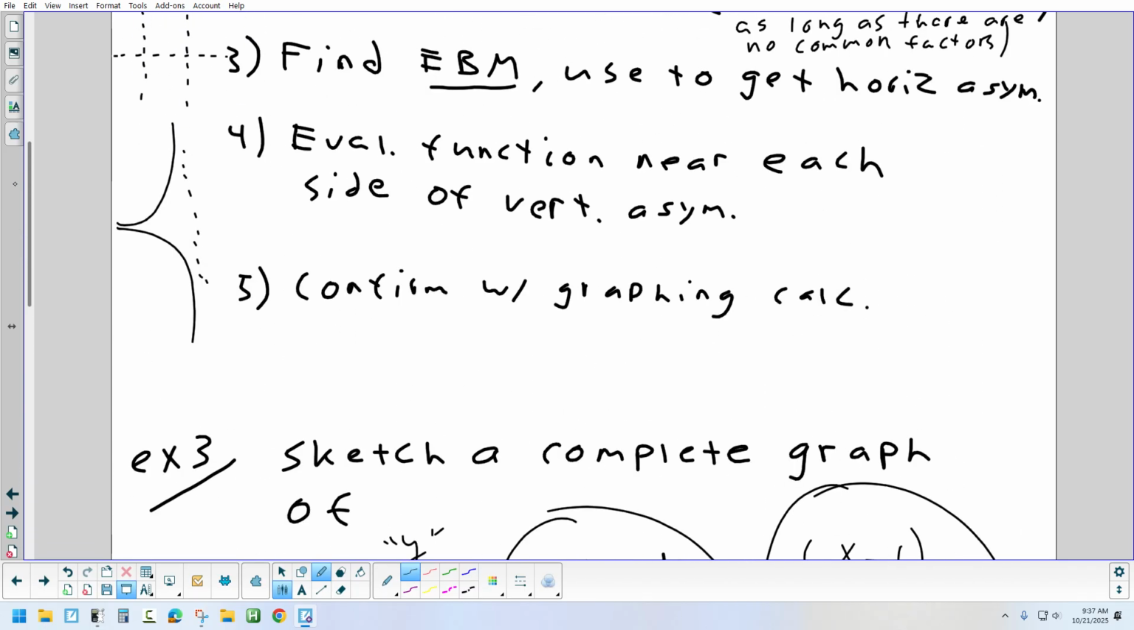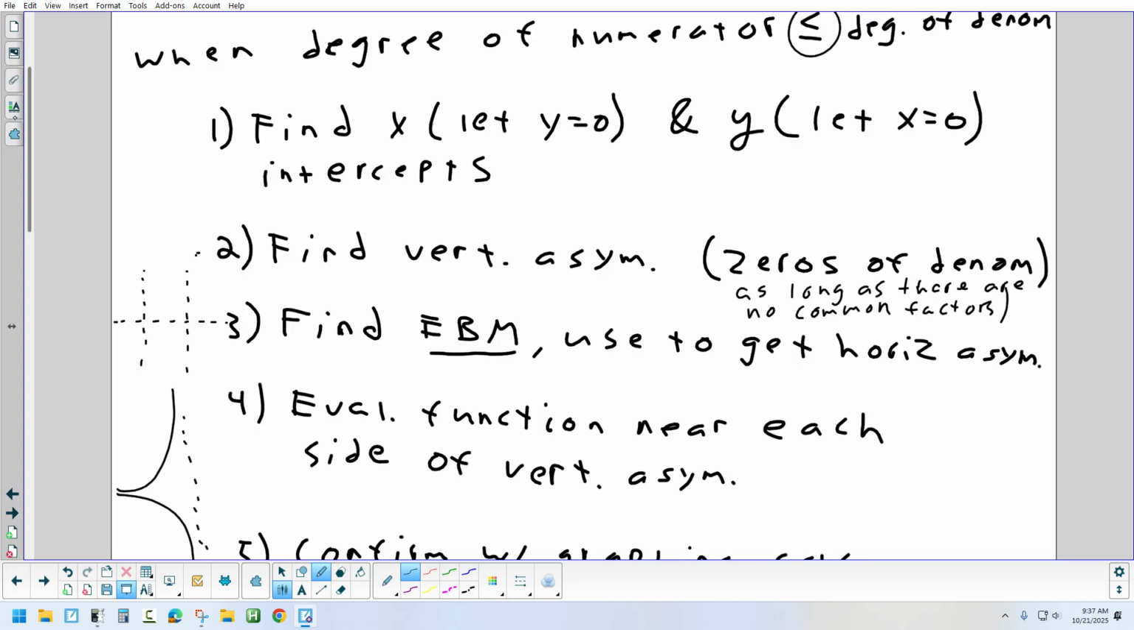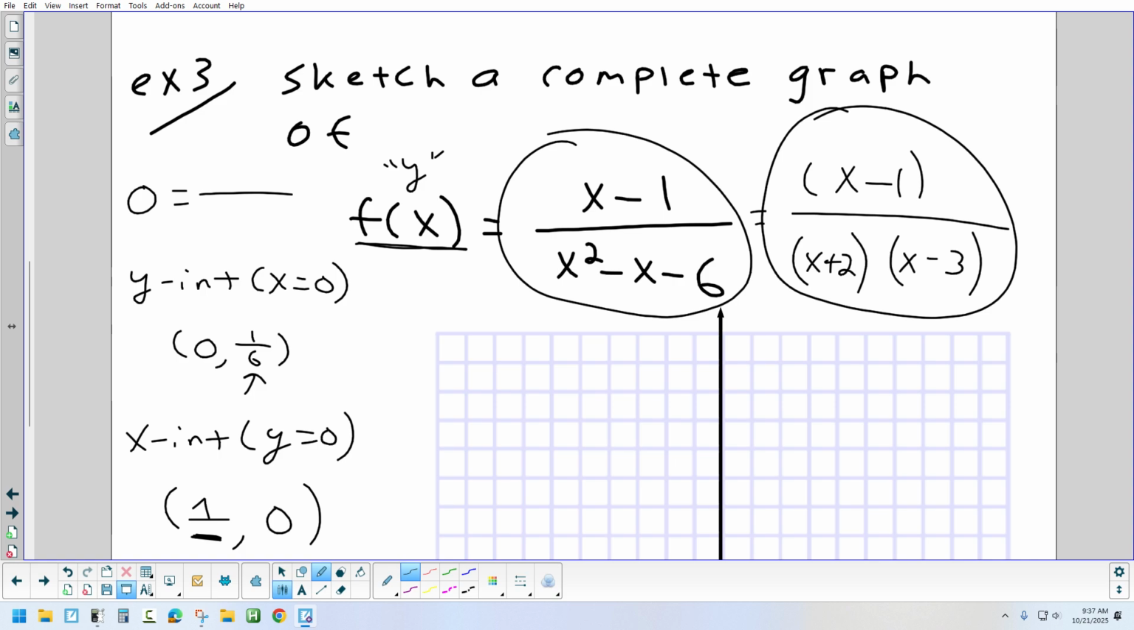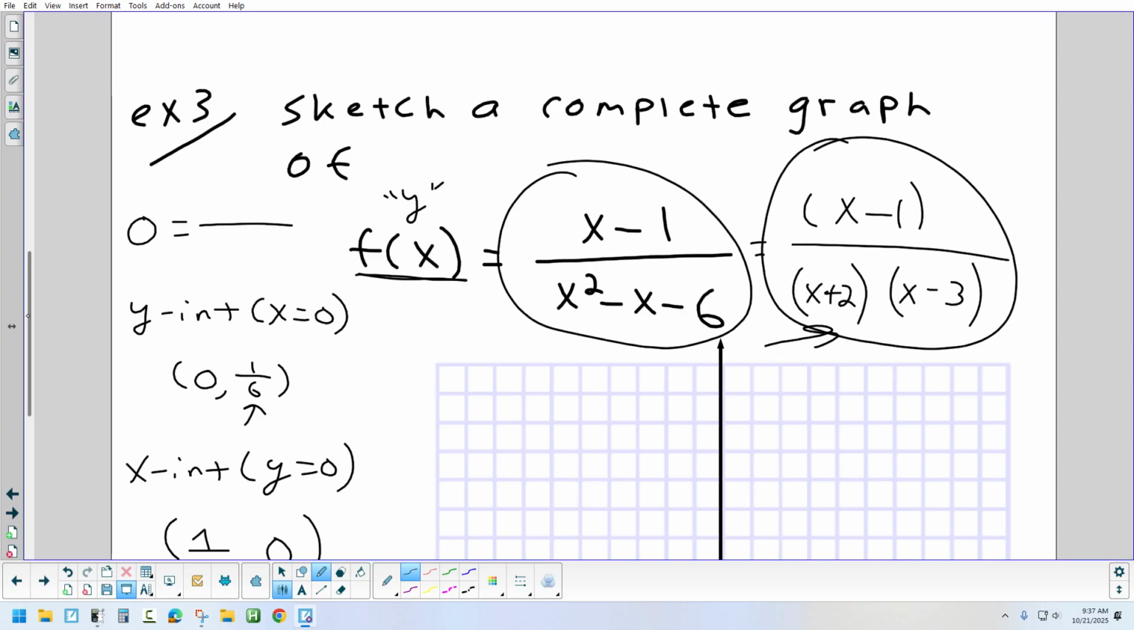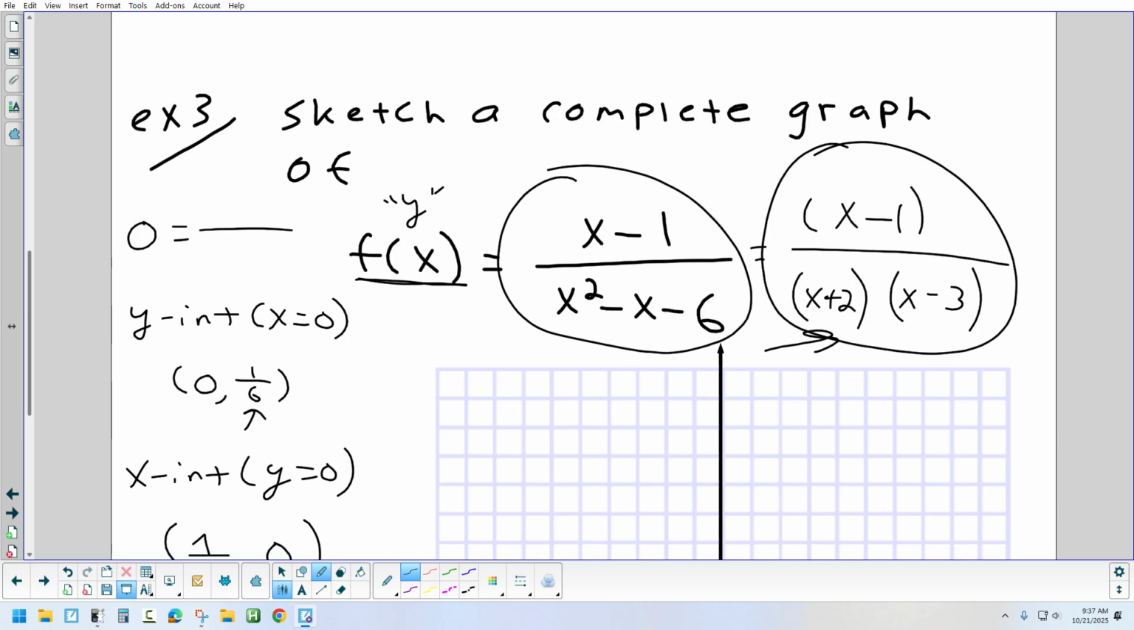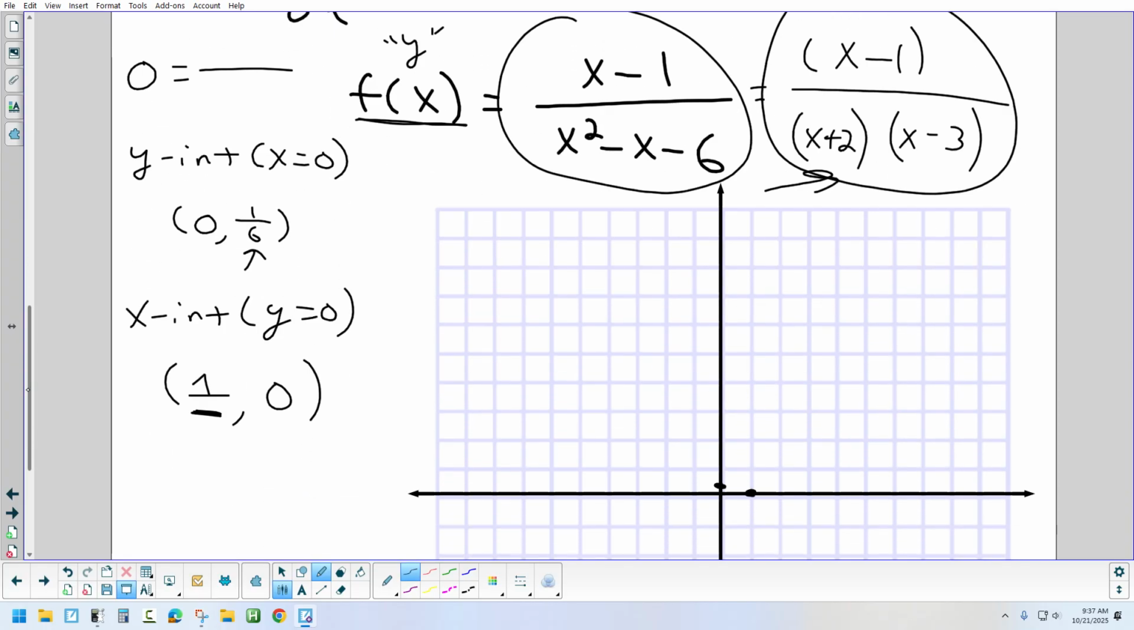Okay, next thing we need are the vertical asymptotes. Those are the zeros of the denominator. For this one, it's going to be easier to look at that version. How many numbers could we plug in that would make the denominator 0? 2. What are the 2 numbers? 3 and -2, and I don't see any common factors in the top and the bottom. They're all different factors. So we are going to have 2 vertical asymptotes, no holes in this graph. Okay, so -2 and +3.